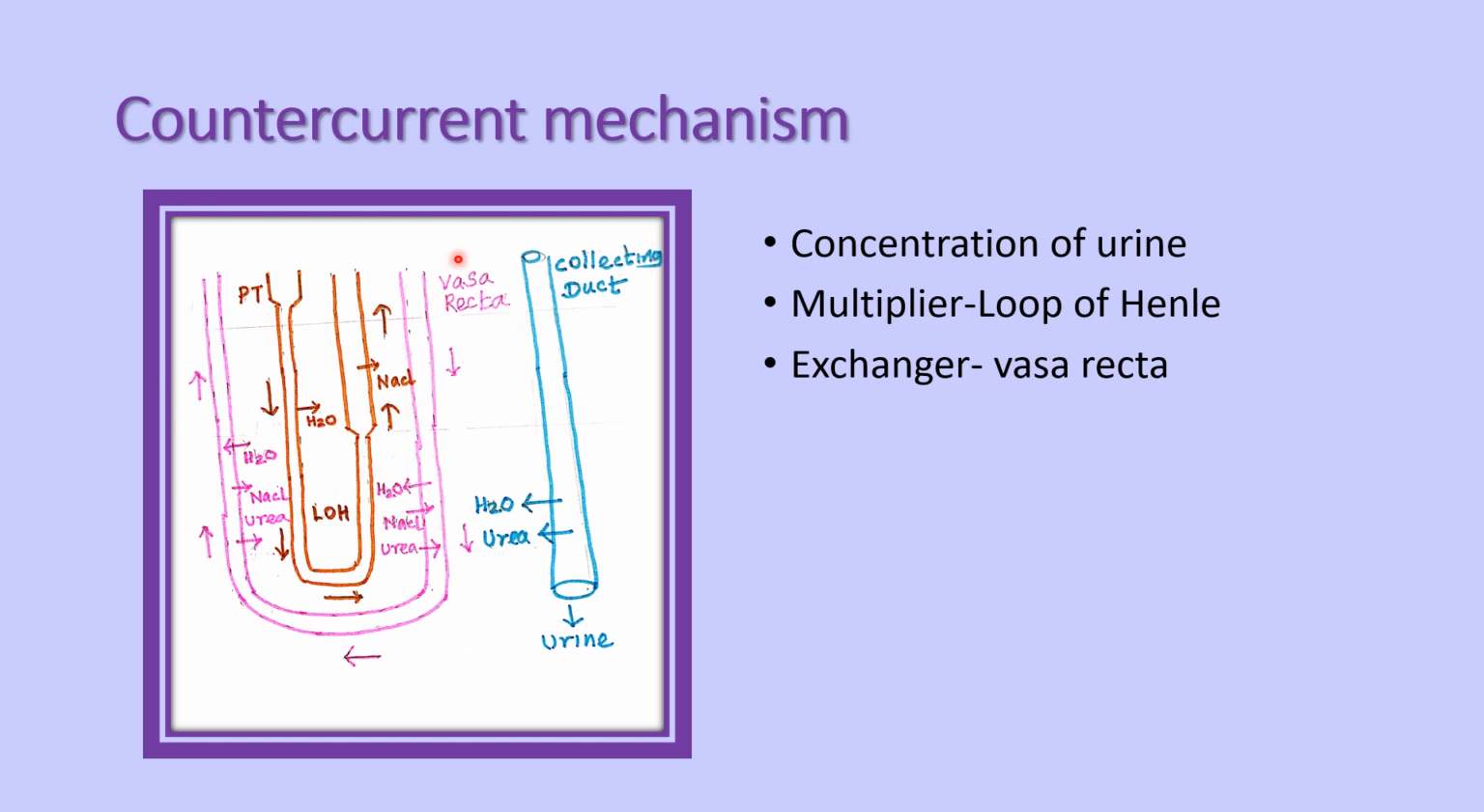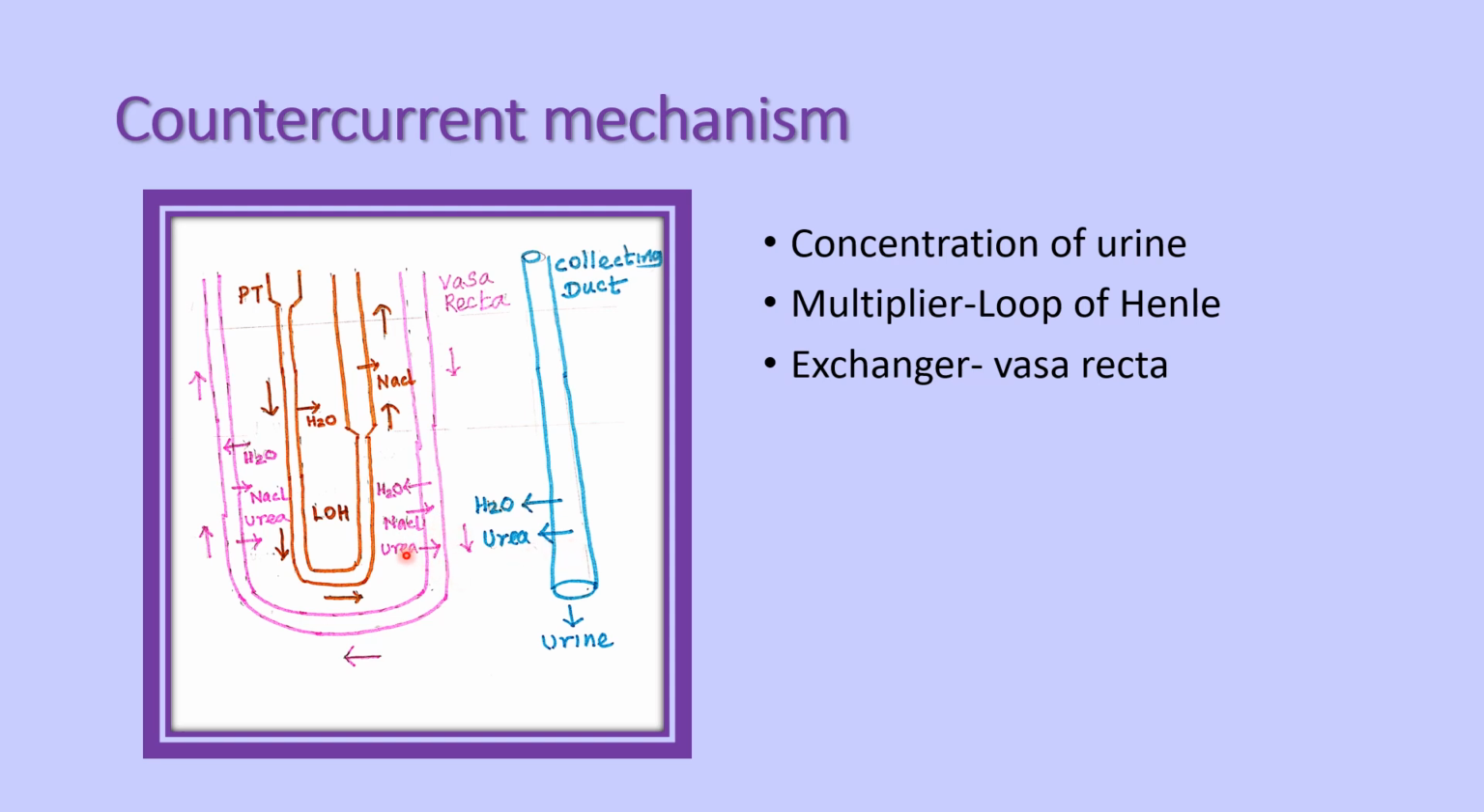So it is the exchanger. The vasa recta, in the ascending thin segment, is impermeable to water. Here the osmolality is 1200. In the ascending area, the osmolality is less. So here water is leaving from the descending limb of the vasa recta. At the same time it reabsorbs sodium chloride and urea.